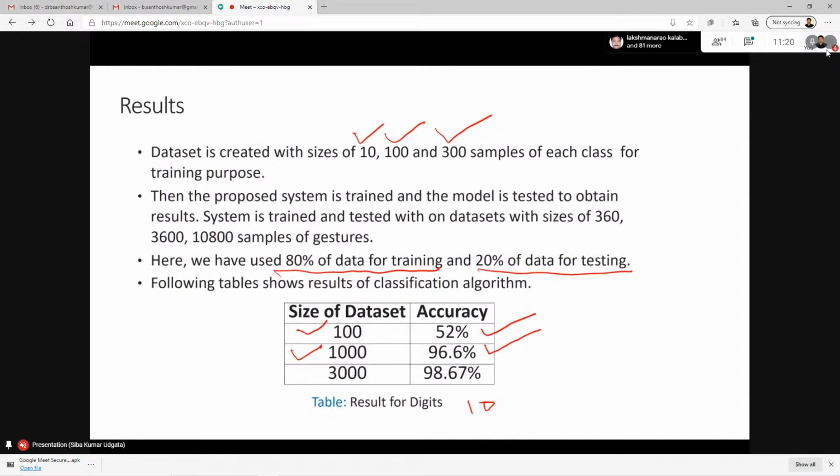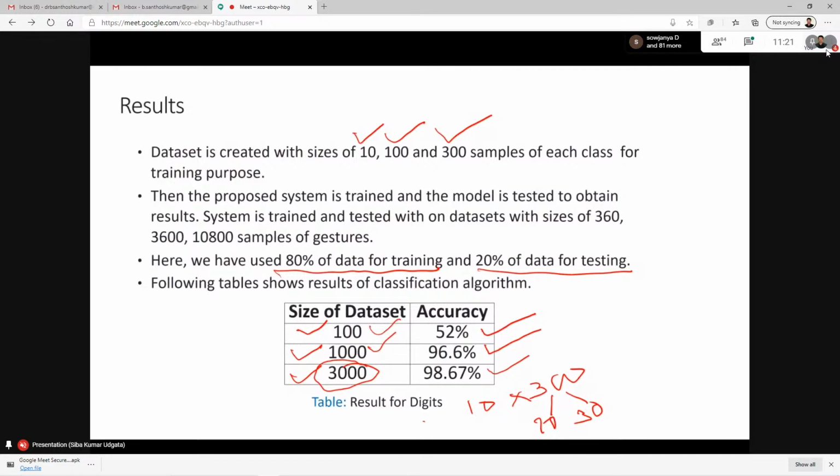The accuracy becomes 96.6%. I still make 3,000. 3,000 means 10 digits and 300 samples each. How do I collect 300 samples? 10 individuals, and each individual did it 30 times. So they write 3 thirty times, 4 thirty times, 5 thirty times, 8 thirty times, etc. So if I take 3,000 samples for classifying digits using a deep learning network, I got 98.67%. With only 1,000 samples, you get 96.6%. With only 100 samples, you get 52%.